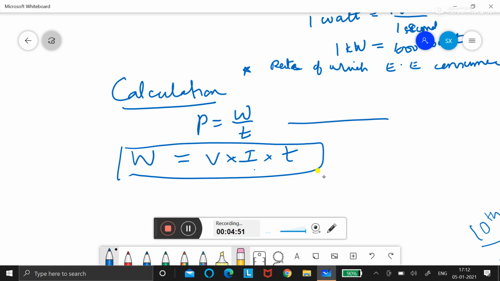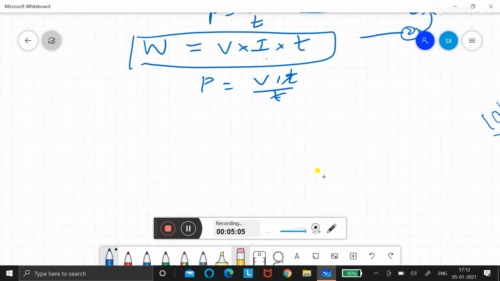Suppose this is the first equation and this is the second equation. You substitute the second equation in the first. So what will you get? VIT divided by T, T gets cancelled. So P is equal to VI. This is the first formula.